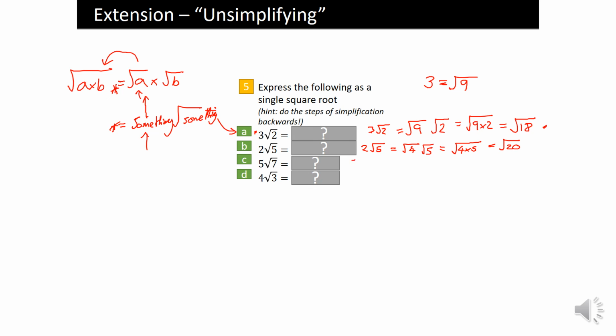Okay, so last couple, I'll go through these ones quite quick. So if we've got 5 root 7, we can write that as root 25, because that is 5 root 7. And then we just do 25 times 7, so that is root 25 times 7, which is root 175. And last one, 4 root 3. So what number do we square root to get 4? So that's square root of 16. And we've got 3 there. And then use our rule, so 16 times 3. So root 48 would be our final answer for that one.